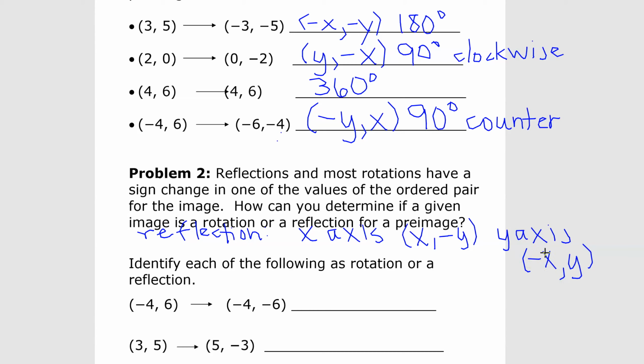Okay, let's see if we can identify if these are rotations or reflections. Okay, notice how this point, the pre-image, the x-coordinates are the same, but their y-coordinates are the opposite. Since the x-coordinates are the same, we know it's a reflection over the x-axis.